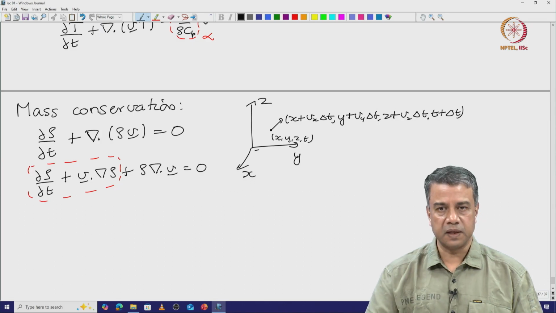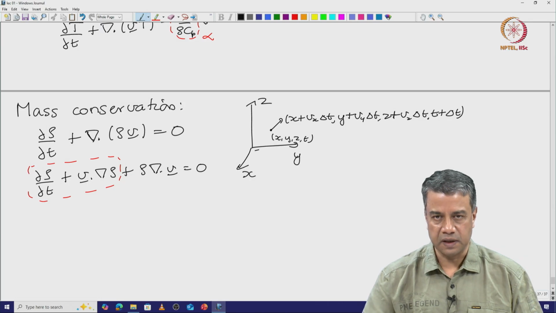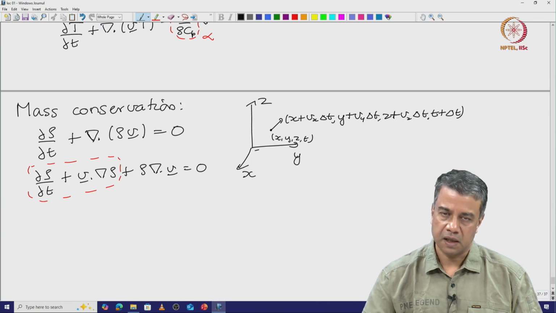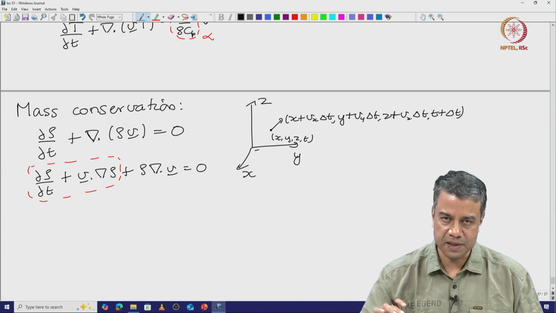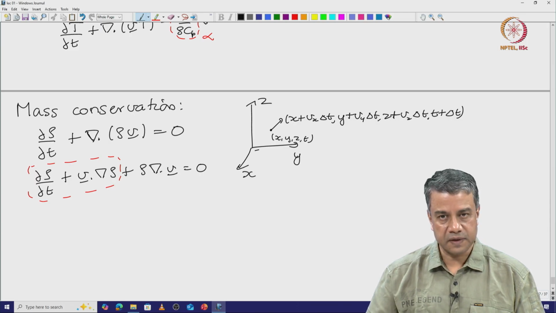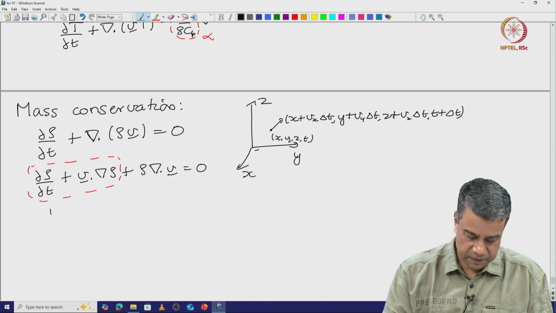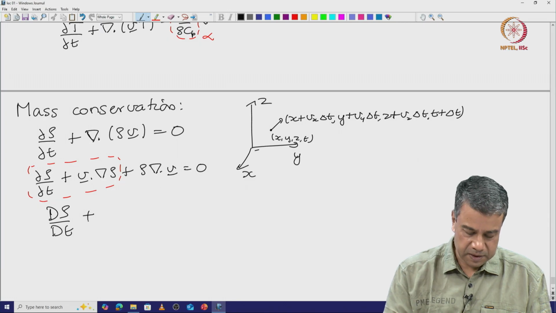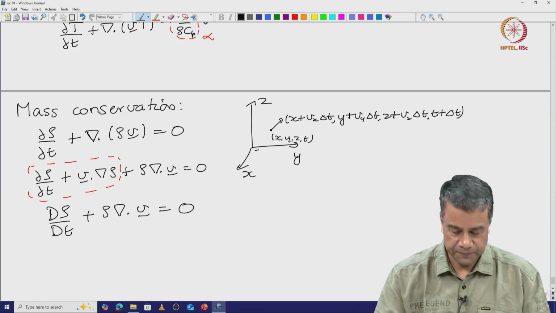This is a moving fluid element, not a static point in space. It moves with velocity v. Therefore, the location after a time delta t is going to be the position at time t plus delta t times the velocity. In this reference frame, the change in the concentration is given by this substantial derivative d rho by dt, which is partial rho by partial t plus v dot grad rho. So, plus rho del dot v is equal to 0.